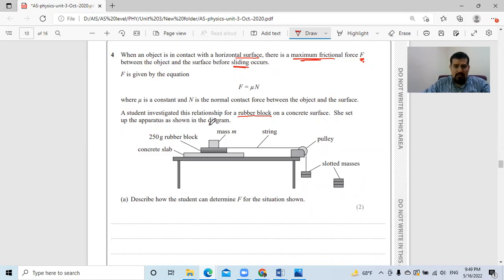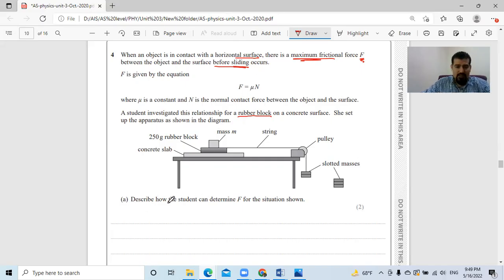She sets up the apparatus as shown in the diagram. She brings a slab of concrete and puts a 250 gram rubber block on it, and puts mass on it. They tie it with a string that passes through a small smooth pulley, and this pulley has several slotted masses. We can change the mass on the pulley to know the minimum force that we need, which is the maximum force of friction, until it starts to move, before it slides.